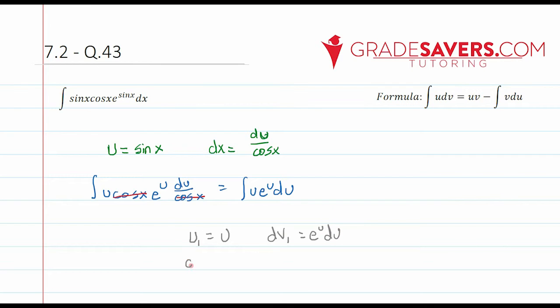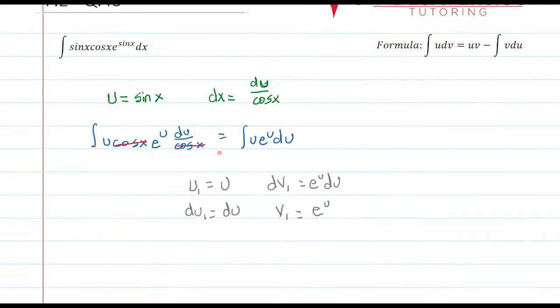Now, in order for us to find du1, we simply take the derivative of this, which will be 1, and stick on a du. And 1 times du is simply du. In order to find v1, we need to find the antiderivative of e to the u, or integrate this entire term, and that will simply be e to the u. And now we can put our formula together using integration by parts.